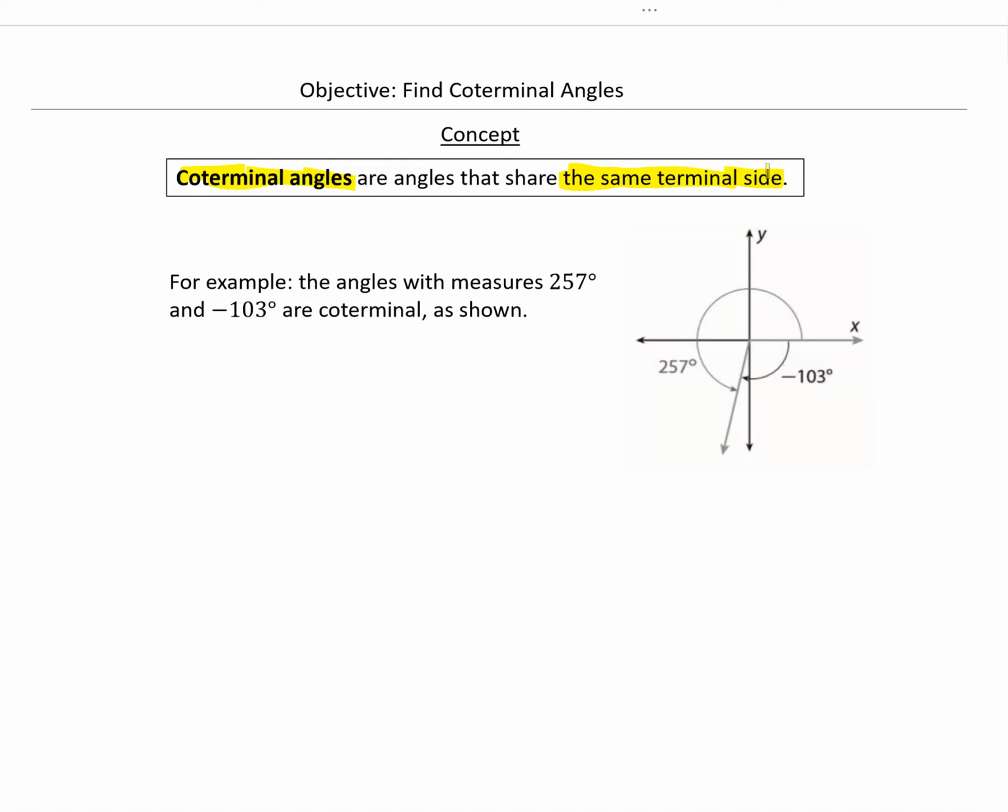So here we are seeing the positive angle of 257 degrees, which terminates here. And it has its initial side, of course, on our positive x-axis. And then we see the negative angle, negative 103 degrees here, with the same terminal side. So these two angles are what we call coterminal.